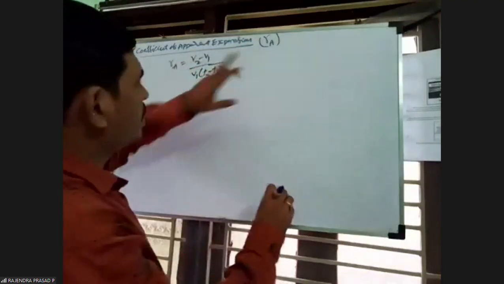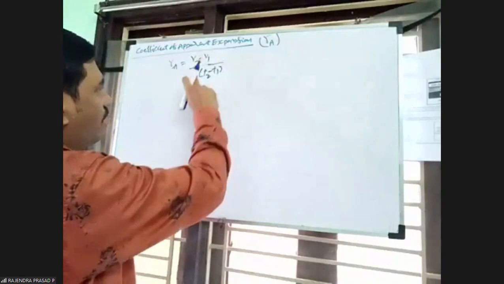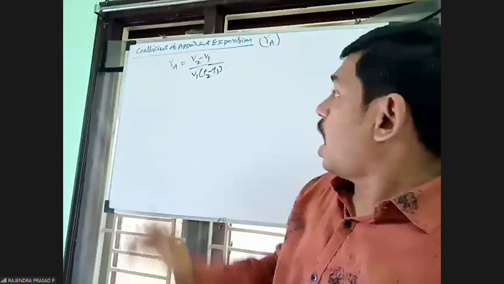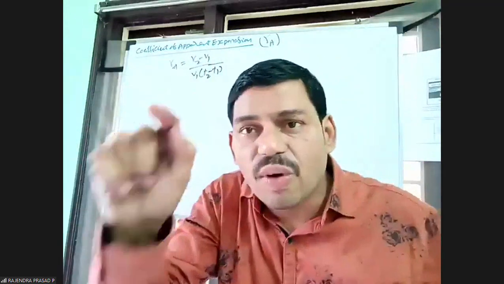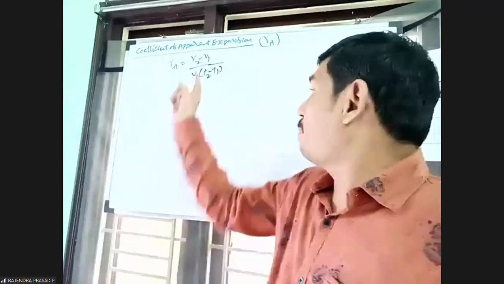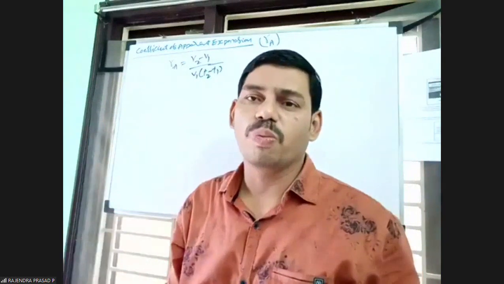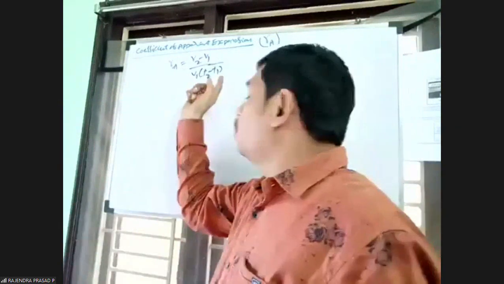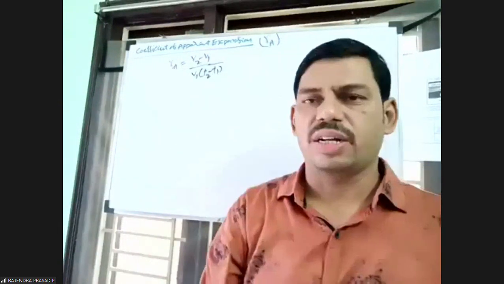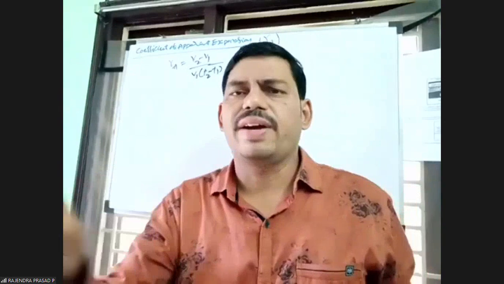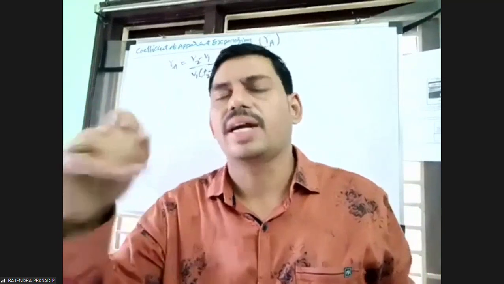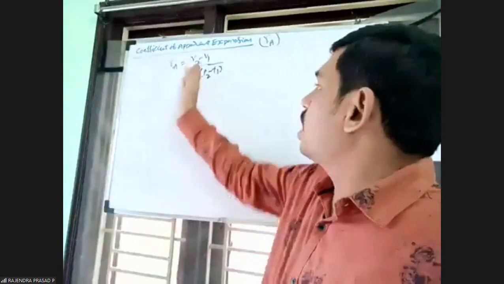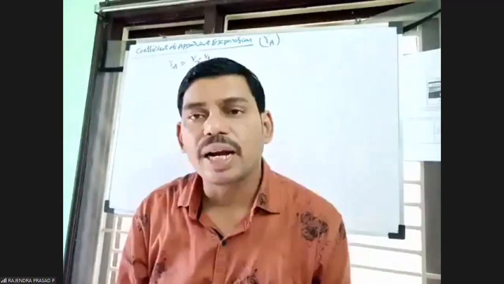So what is the difference? V2 minus V1 by V1 into T2 minus T1 is the ratio of apparent change in volume to the original or initial volume per unit degree rise of temperature. At least 1 degree rise, say T1 is 30 and T2 is 31. Per unit degree rise of temperature is called the coefficient of apparent expansion.